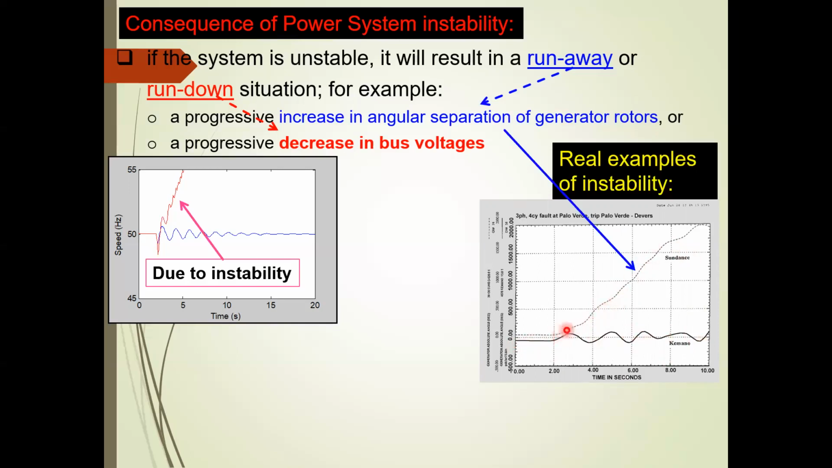Now what you find here is that the bus voltage of Sundance is deviating out. It is going out of step. There is a progressive increase here in the bus angle of Sundance with respect to the Kemau. So this is actually a runaway situation, a progressive increase in the bus angle between the two.